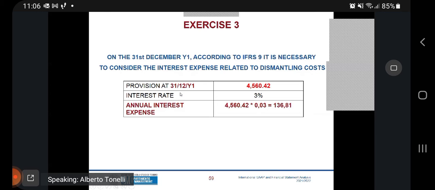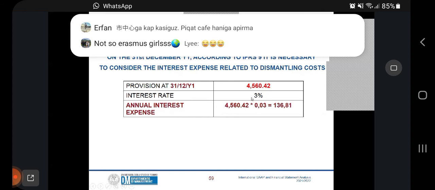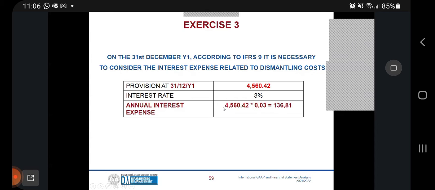Again, the interest rate is 3%. And then in order to get the annual interest expense, we have to do these operations. So the provision at the 31st December year 1 multiplied by the interest rate is equal to, again, the interest expense of 137.36.